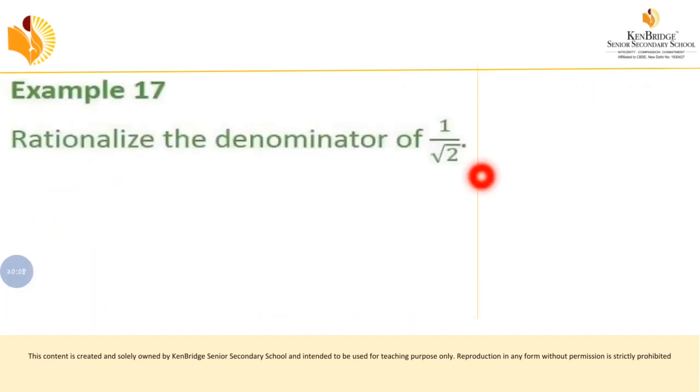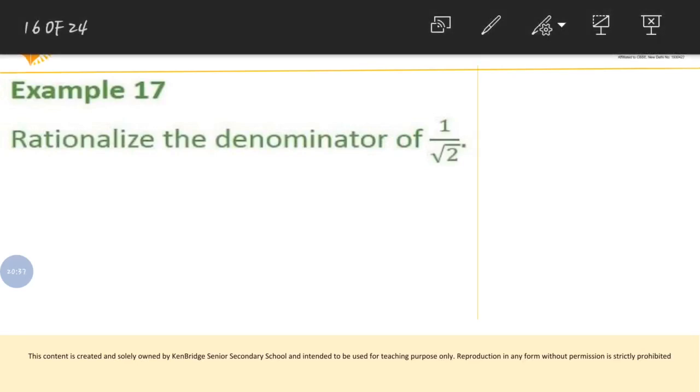This is example 17 in the NCERT book. Now we are going to rationalize the denominator of 1 by root 2. Which is the denominator here? Root 2 is the denominator, and this is an irrational number. Root 2 is an irrational number, right? So that we are going to rationalize now. What is the meaning of rationalize? That is, we are going to remove the root from the denominator. That is called rationalizing. So let's see how to do it.